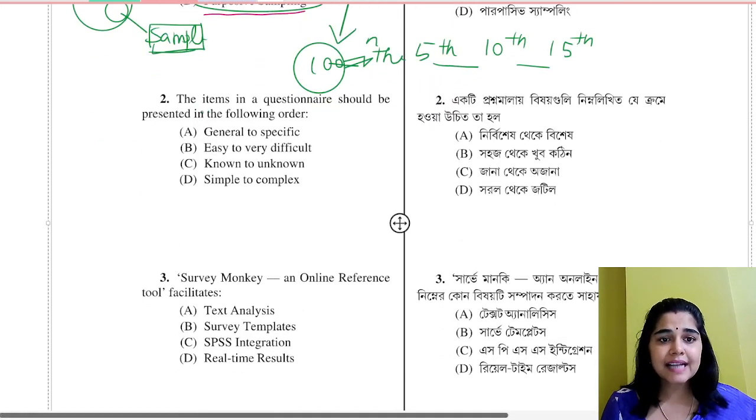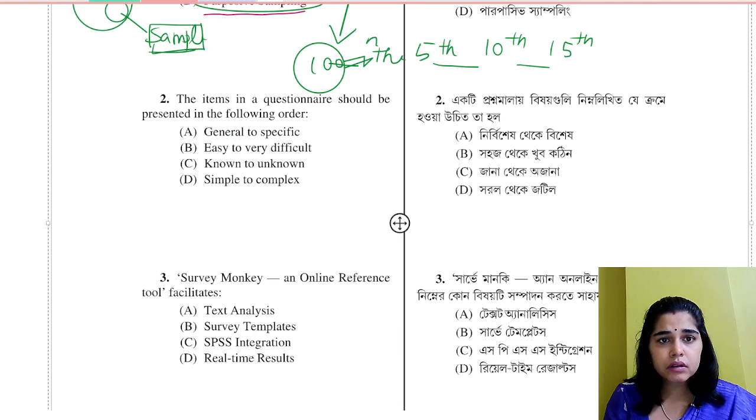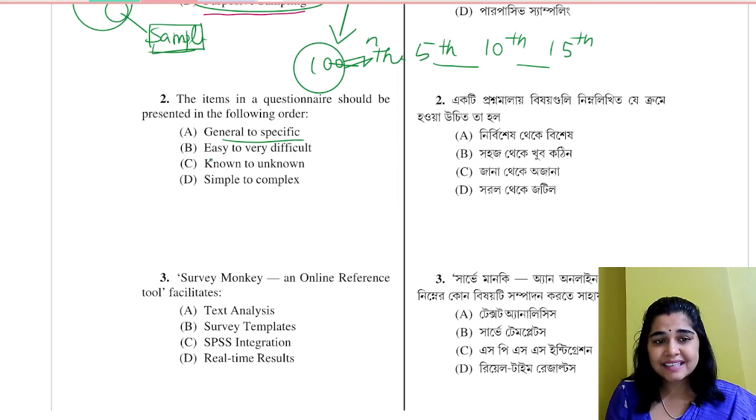The next question is: the items in a questionnaire should be presented in the following order. So here we just move to the answers. The answer is general to specific. And here, easy to very difficult.